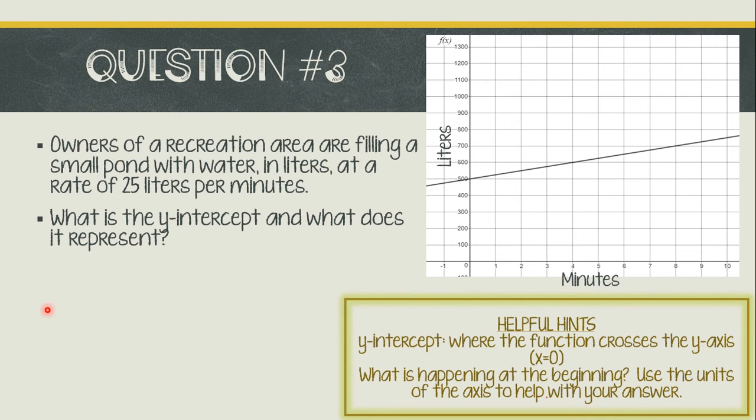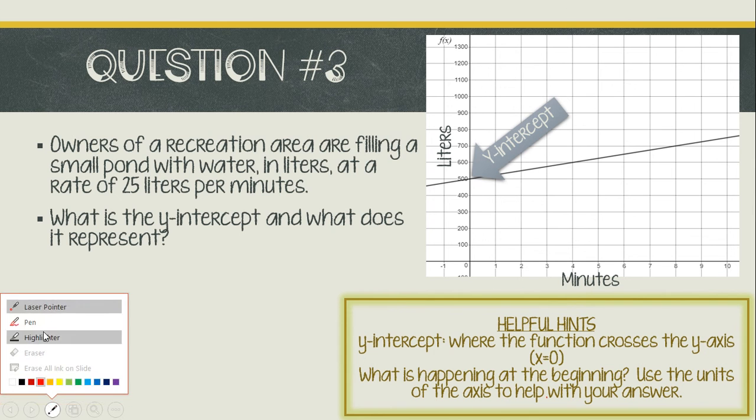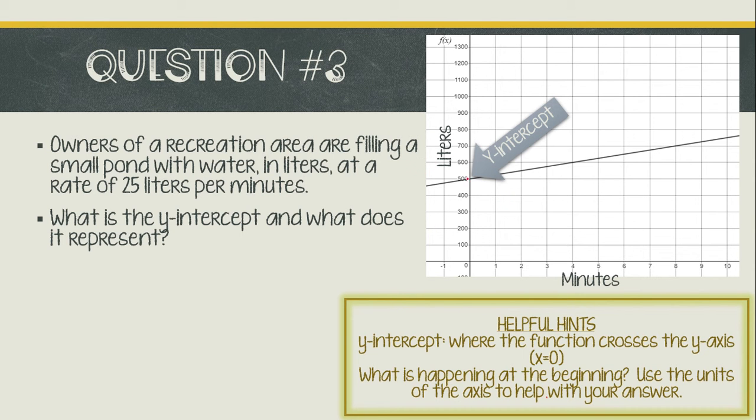So if you'll remember that y-intercept, that's where the y-axis meets my function. So right here, it's going to be at this point (0, 500). 500 would be the coordinate if I'm writing it as a coordinate. Okay, so the y-intercept is 500, and what does it represent?